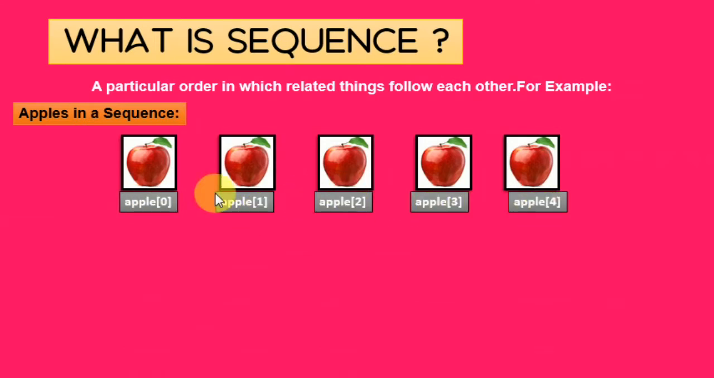So the index value is always going to start from 0, and then 1. It is not going to start from 1. It starts from 0, and if there are 5 items, the last index is 4.